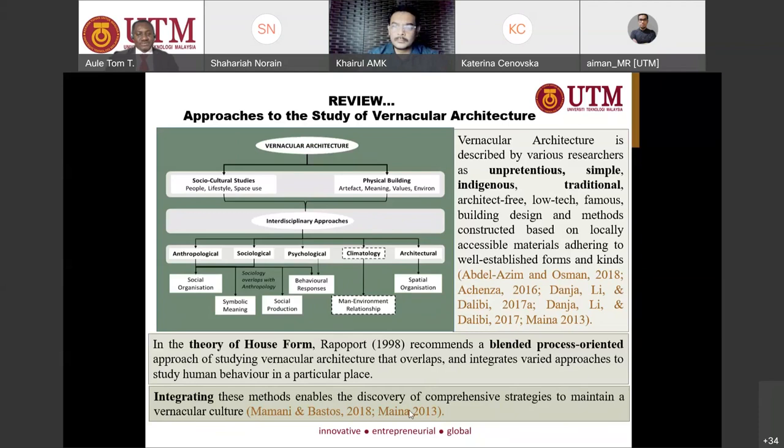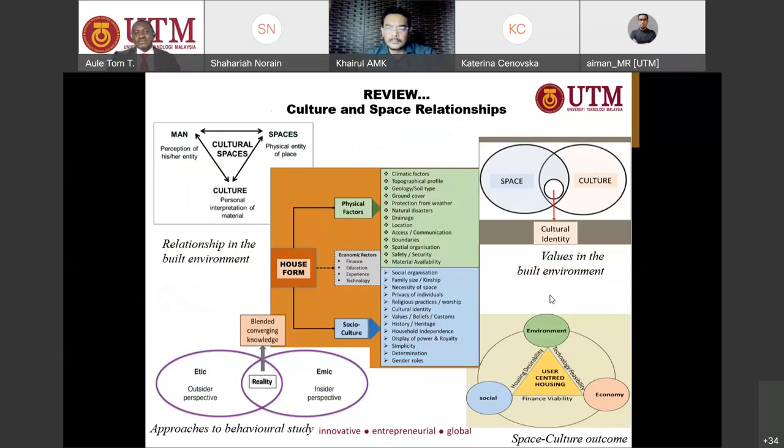Other researchers also confirm that. So these are the cultural and space relationships, or the theories of culture and space, in the study of the human-environment relationship, where they define man, spaces, and culture, which form cultural spaces. There's a study of space and culture forming cultural identity. There's also Rappaport's study on house form, considering the physical factors and the sociocultural factors, with some traces of economic factors in between them.